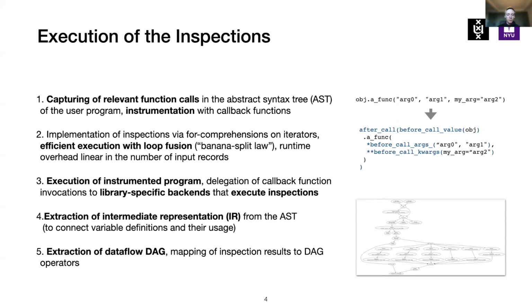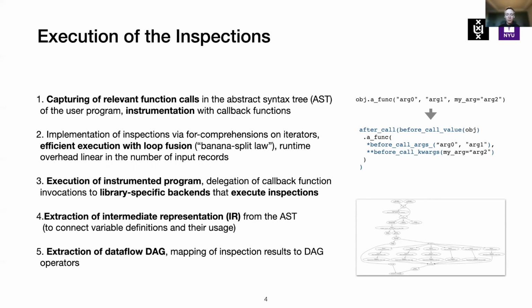We then execute the modified AST. Then these callback functions we introduced earlier, after call and before call, get called. mlinspect then delegates these function calls to different backends depending on what function they wrap. The wrapped function, for example, is a pandas merge call. The after call and before call methods get delegated to some pandas backend that's then responsible for executing the inspections for the pandas merge call.